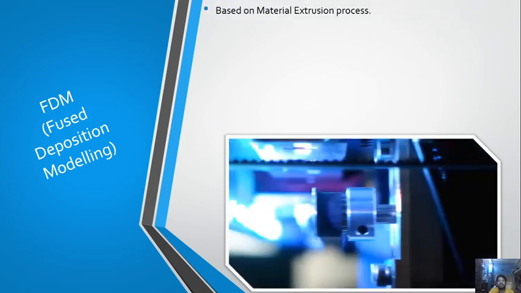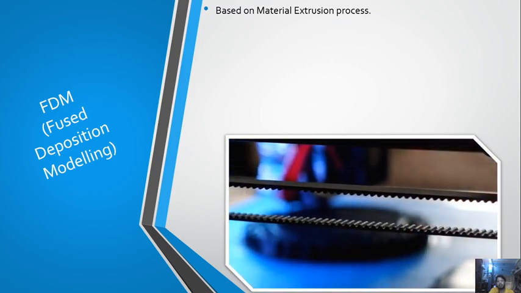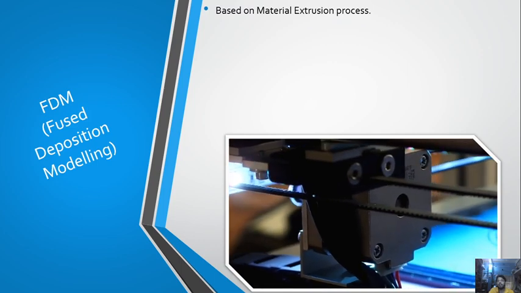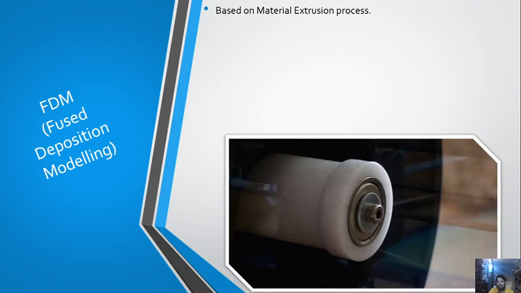So, in case of FDM or fused deposition modeling, also termed fused filament fabrication, it is an additive manufacturing process that belongs to the material extrusion family. In FDM, an object is built by selectively depositing melted material in a predetermined path, layer by layer. The materials used are thermoplastic polymers and come in a filament form.